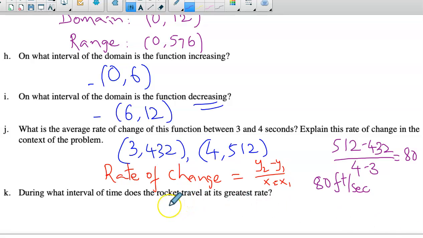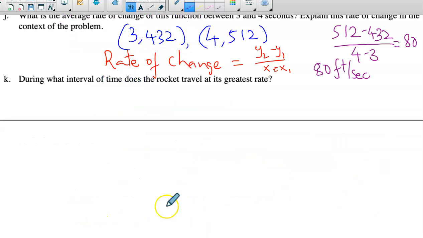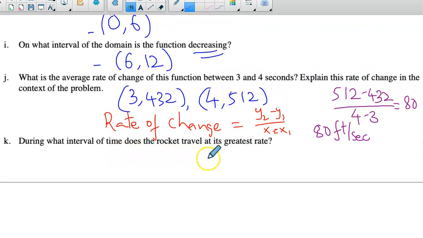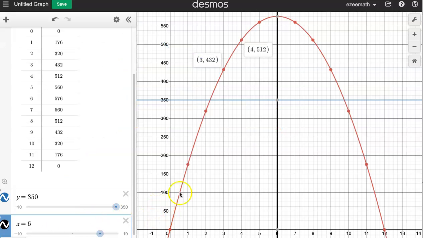Now lastly, during what interval of time does the rocket travel at its greatest rate? Here, the interval of time we are considering is 1 second. So go by this table again. In 1 second, from 0 to 1 second, the height increased by 176. This much higher it became. Then at 320, right? In 2 seconds, it reached 320. In 3 seconds, 4 seconds, like that.